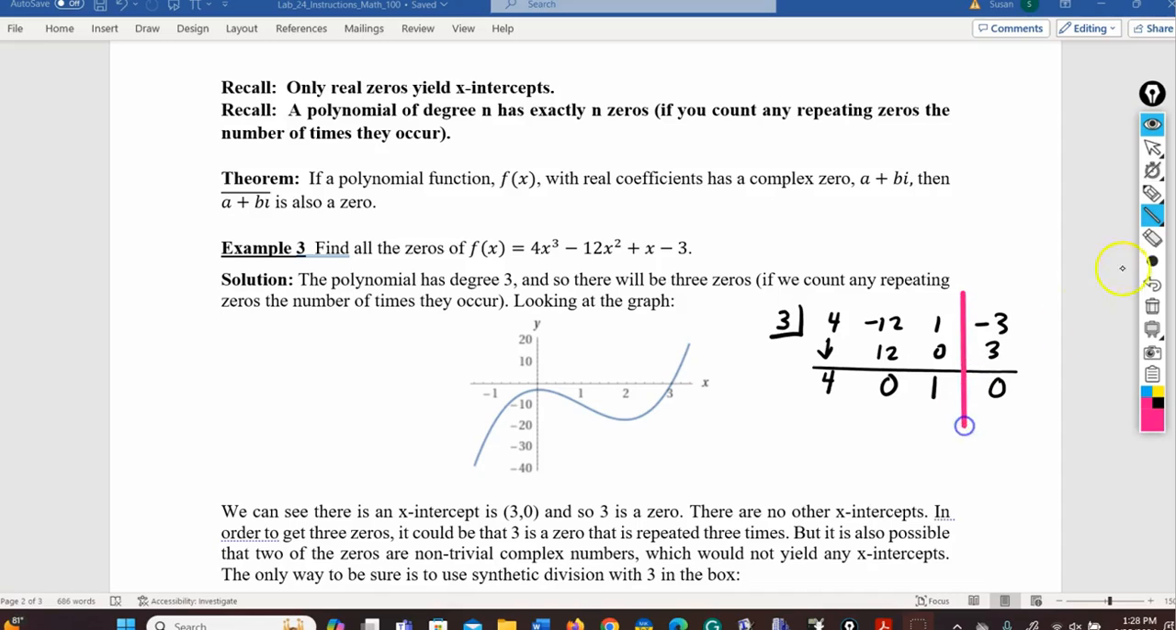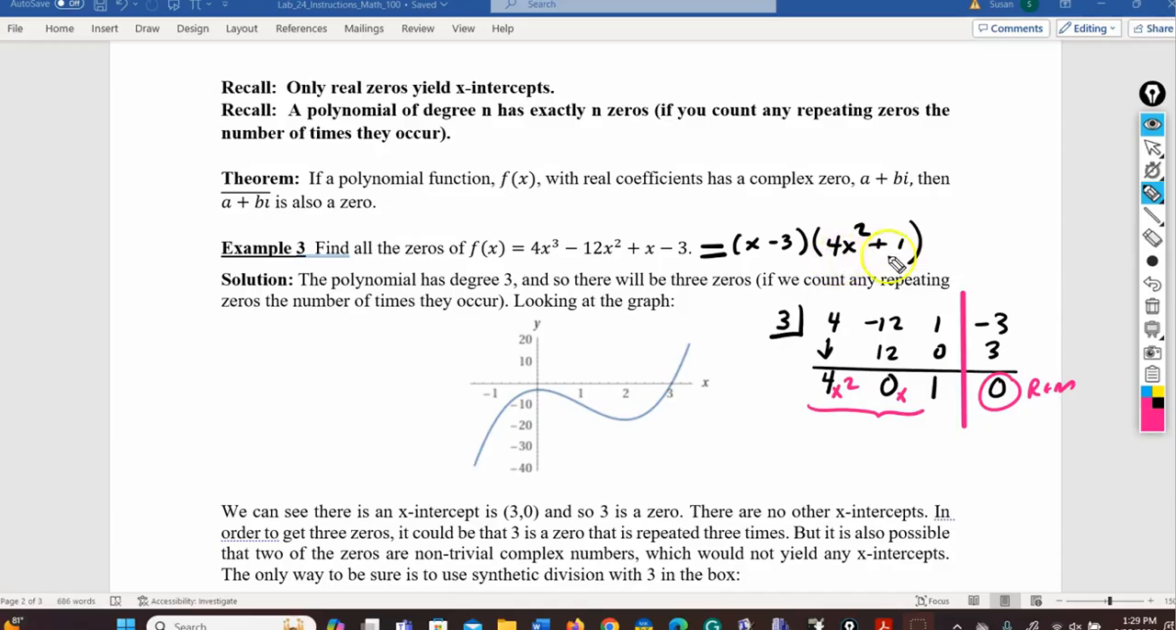That's my remainder, which means that 3 is a zero, which we knew. And here is where I get the quotient. So here's the bar. That's my constant coefficient, my coefficient for x, my coefficient for x squared. So I can now write f of x as the divisor, x minus the number in the box, times the quotient, which is going to be 4x squared plus 0x, but I'm not going to write that, plus 1. So if I want to find the zeros, I can clearly see 3 is a zero here.